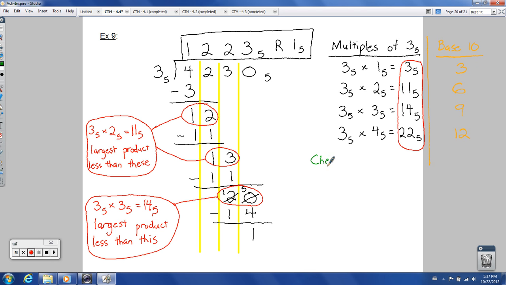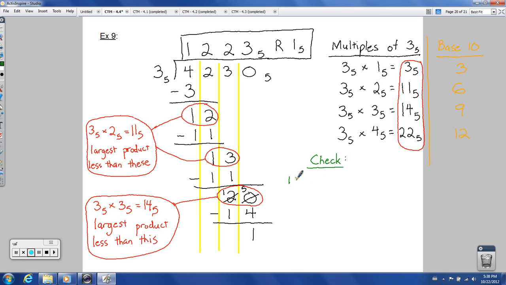So let's write our check down here. What am I going to check? How can I check something like this? This 1, 2, 2, 3 with a remainder of 1, both of those things in base 5. So what do I need to do? Just like if I were doing long division with base 10, it's the same sort of thing. I just need to check and see that the divisor times the quotient plus the remainder equals what I started with down here, the dividend. So this one, I should check this first.